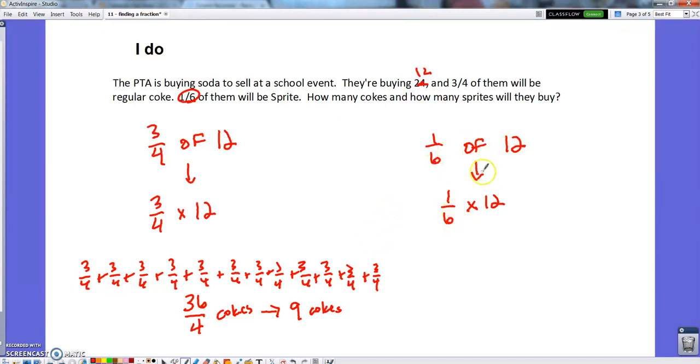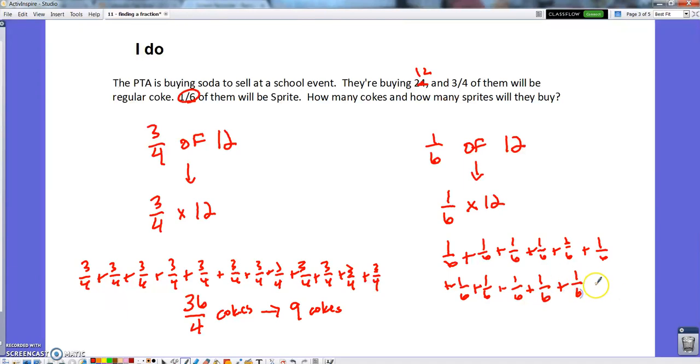So that's the same, if you can remember, as 1/6 times 12. 1/6 plus 1/6 plus 1/6 plus 1/6 plus 1/6 plus 1/6 plus 1/6 plus 1/6, and so on up to 12 of them. This will be easier to add. It's going to be 6. 1, 2, 3, 4, 5, 6, 7, 8, 9, 10, 11, 12. And that is the same as 2 Sprites.